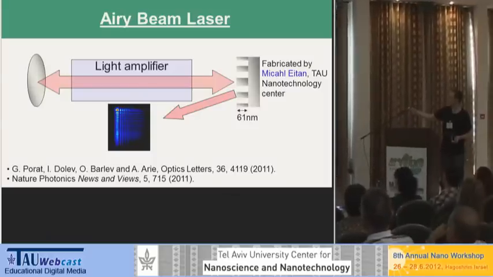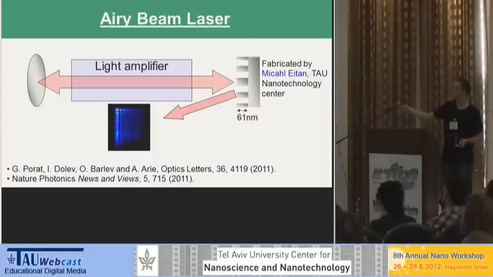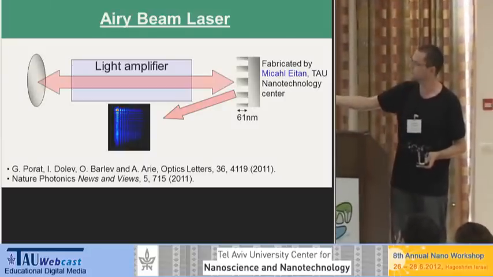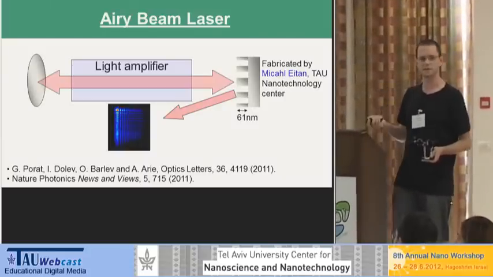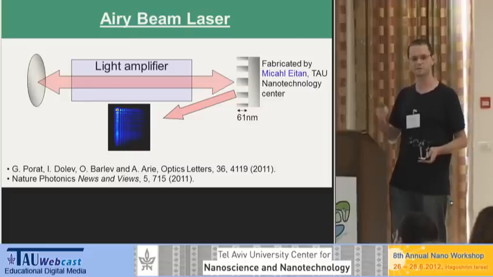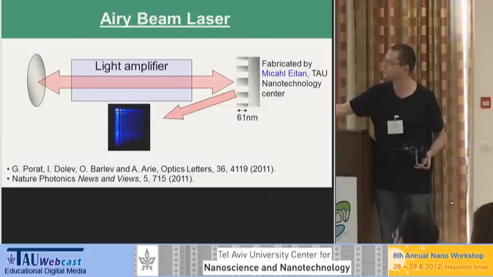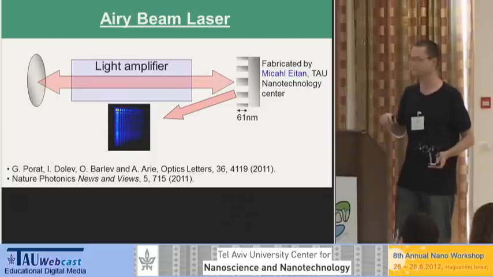So we have most of the light getting reflected just like from the ordinary mirror, and that keeps the laser working. And a small part gets reflected in another direction, goes outside of the laser, and is modulated into the shape of an airy beam. So this is an airy beam laser, and actually this is a picture that we took of the beam that came out of our laser.